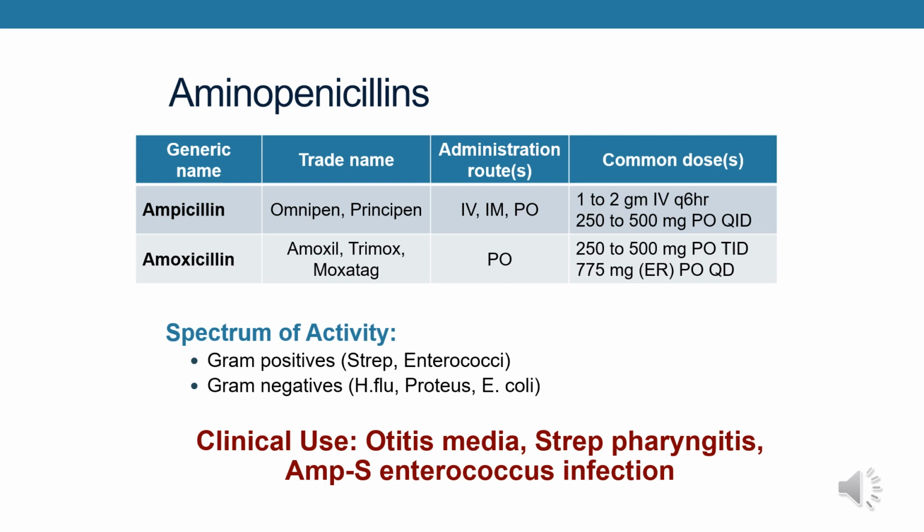The aminopenicillins include ampicillin and amoxicillin. Ampicillin is available IV, IM, and PO, but the bioavailability and GI side effects are so bad PO that it's essentially just used IV.